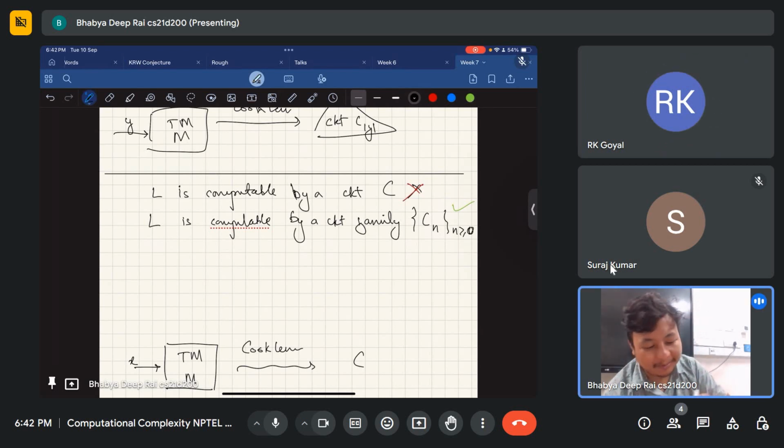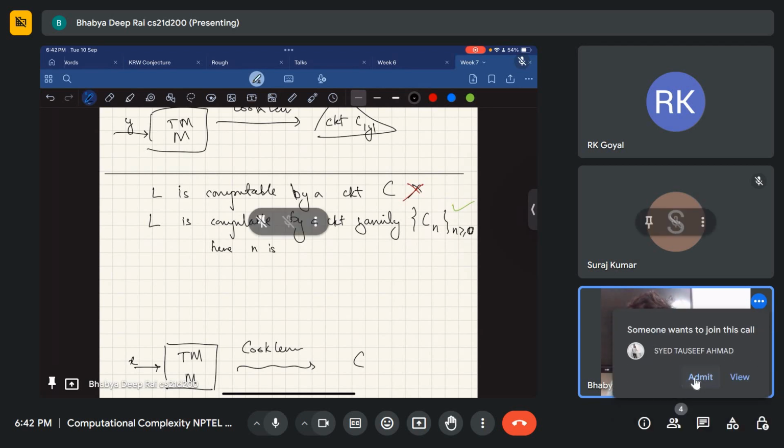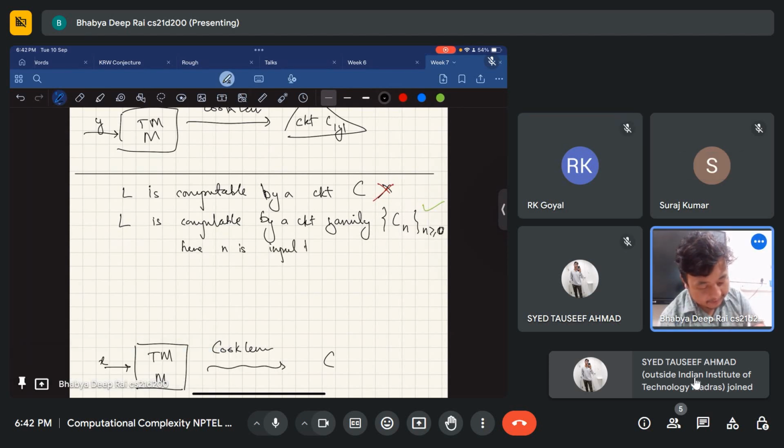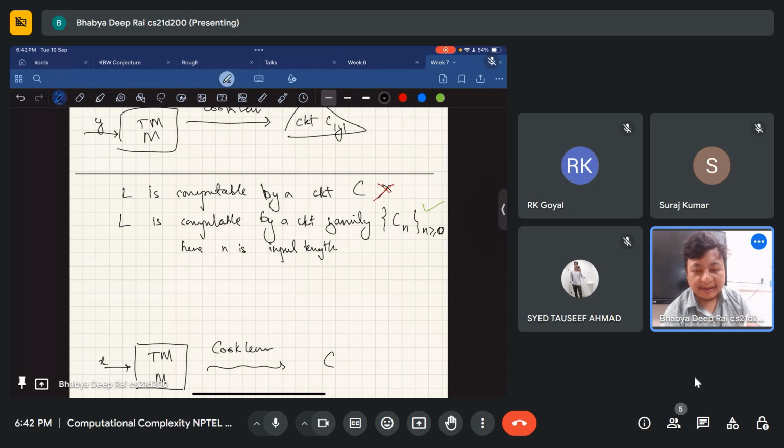Here n is the number of inputs to the circuit, which is the input length for the Turing machine. It is the input length. When we talk about Turing machines, we say input length. In circuits we can say that too, but since inputs are discrete bits that you feed into the circuit, we also call it the number of inputs.